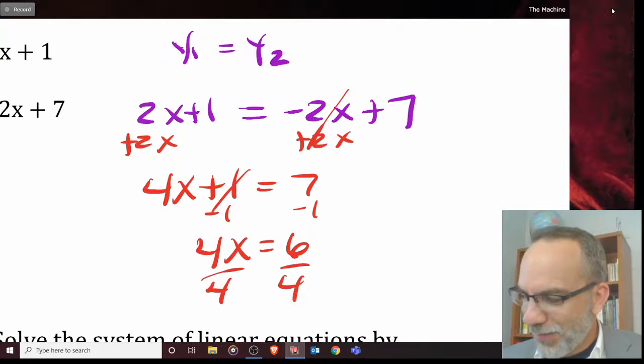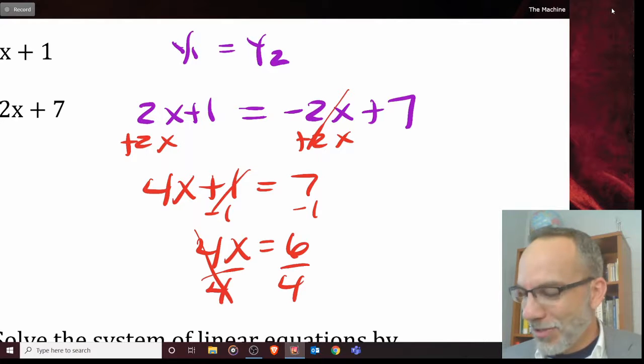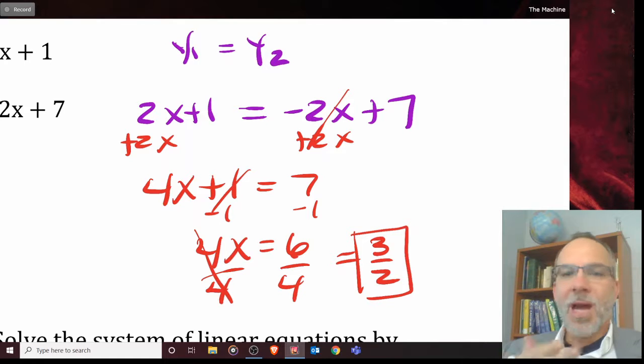Divide by 4, divide by 4, cancellations. Both are divisible by 2. I got to slow down and be patient. Both are divisible by 2. So this x value then is equal to 3/2. Look, it's a fraction. I'm not sure that if I would have estimated that by graphing it, that x is equal to 3/2 would have been something that I would have guessed. I might have guessed wrong.